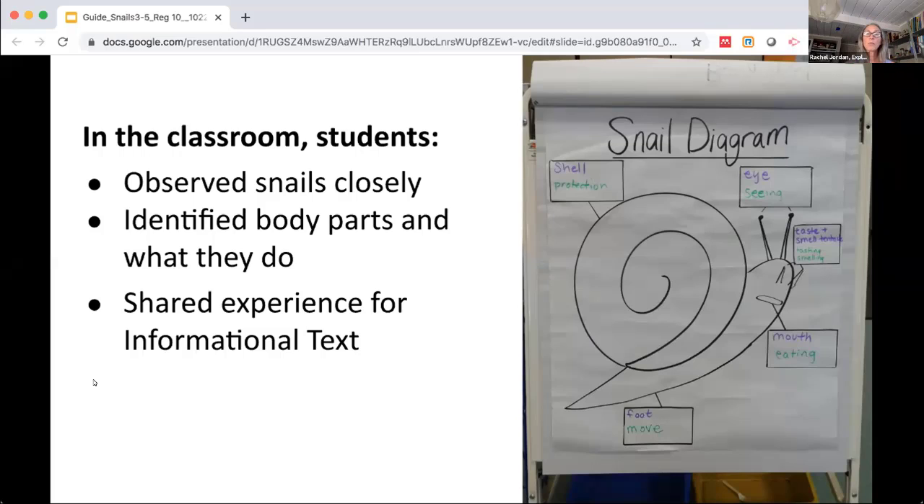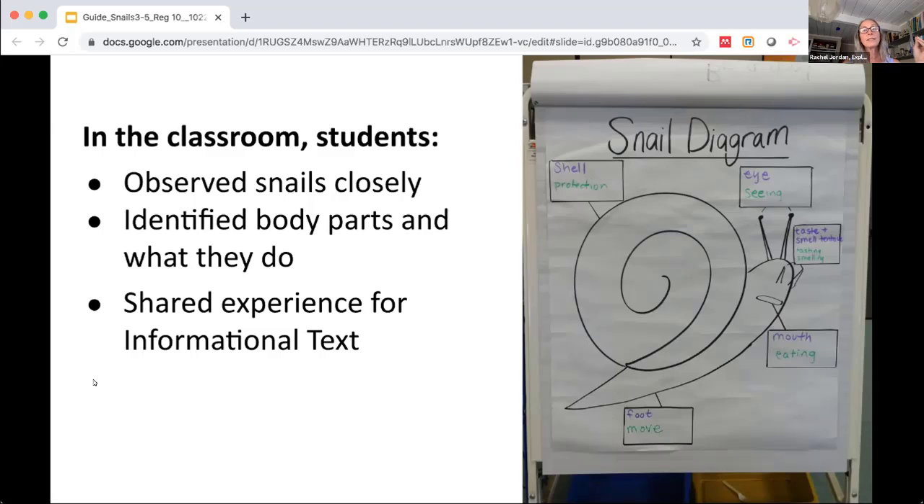And I just want to point out that this shared writing piece could be a springboard to develop student skill in informative and explanatory texts. In this kind of writing, students are using an authoritative or teacher voice to teach the reader something about a topic. And students could either use snails as their topic, or the teacher could model using snails as a topic for a writer's workshop mini lesson, for example.